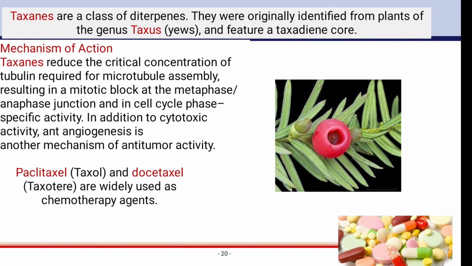Taxanes are a class of diterpenes. They were originally identified from plants of the genus Taxus. Their mechanism of action reduces the critical concentration of tubulin required for microtubule assembly, resulting in a mitotic block at the metaphase and anaphase junction and in cell phase specific activity. In addition to cytotoxic activity, another mechanism is anti-tumor activity. Docetaxel is widely used as a chemotherapy agent.